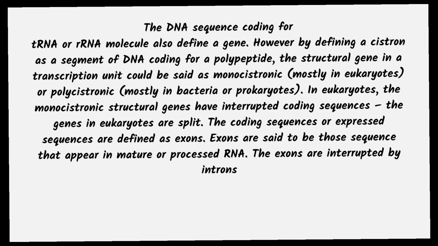A cistron is a segment of DNA coding for a polypeptide. The structural gene in a transcription unit could be monocistronic, mostly in eukaryotes, or polycistronic, mostly in bacteria or prokaryotes. I have made a detailed video you can watch about the polycistronic gene and its role in proteins. So in eukaryotes, the monocistronic structural gene has an interrupted coding sequence.